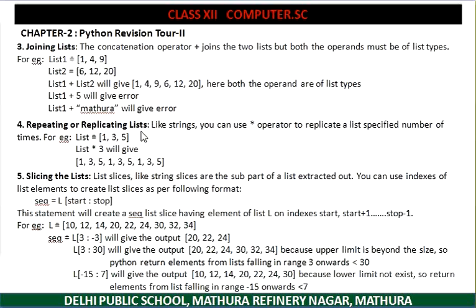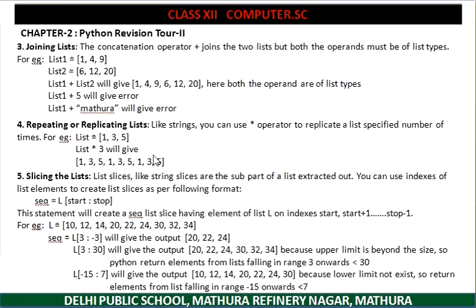Now repeating or replicating a list. With the help of the star operator, you can replicate a list a specified number of times. For example, list is equal to 1, 3, 5. List times 3 will replicate the list 3 times, and it will give the output 1, 3, 5, 1, 3, 5, 1, 3, 5. So this is about repeating or replicating the list.